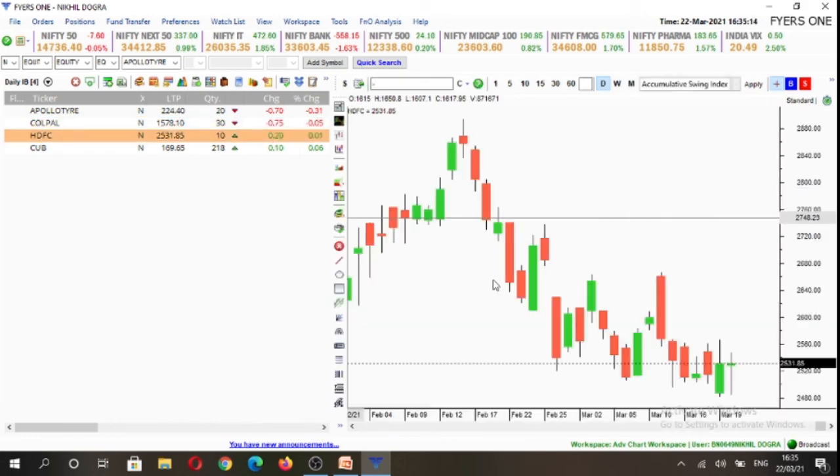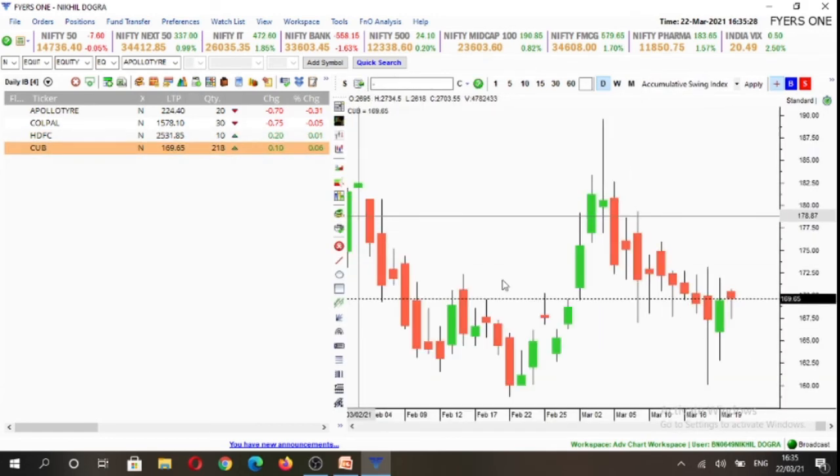And our third stock is HDFC. We'll look for buying opportunity above 2547.4 levels or selling opportunity below 2484.9 levels. And our final stock is City Union Bank. We'll look for buying opportunity above 170.8 or selling opportunity below 167.3.